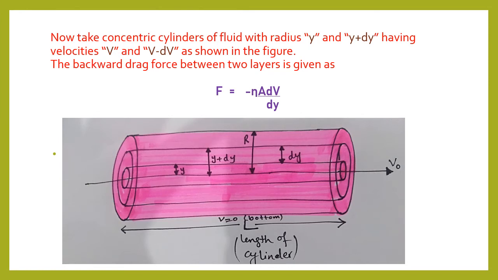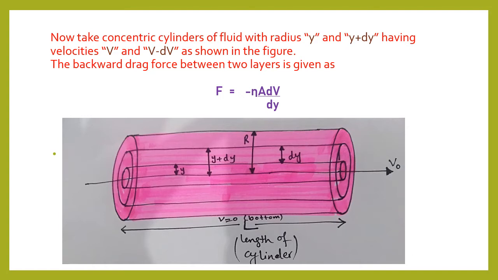You can see here the picture as we have considered. Now take concentric circles of fluid with the radii y and y plus dy, having velocities v and v minus dv, that is gradually decreasing, as shown in the picture. The backward drag force between the two layers is given as F is equal to minus eta A dv over dy. That is the picture depicted for the discussion of Poiseuille's law.